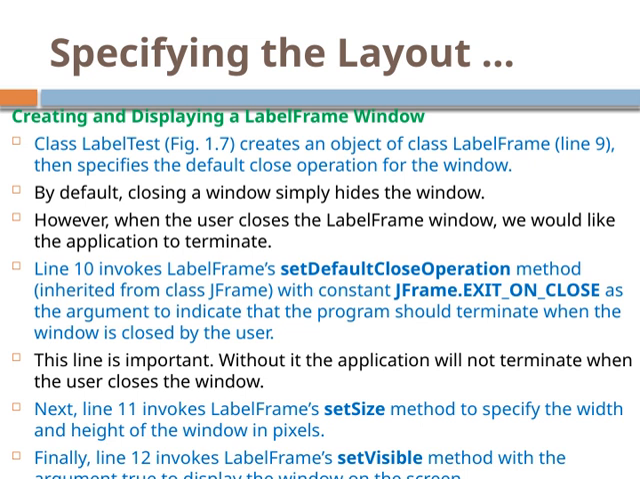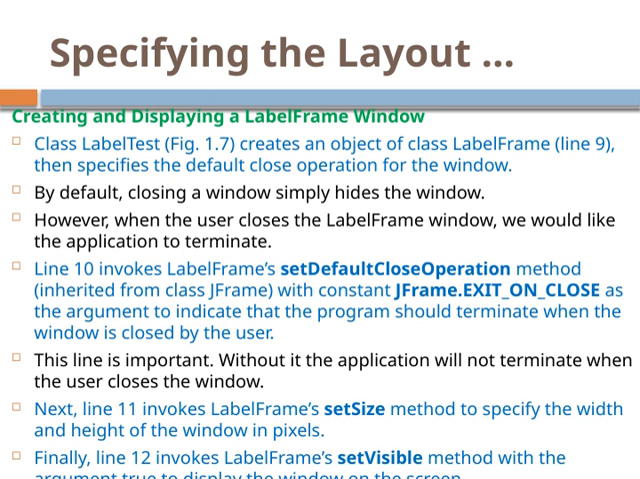Here, we call the setDefaultCloseOperation method, which we inherit from JFrame, and we pass in JFrame.EXIT_ON_CLOSE. This ensures that when the user closes the window, the whole program will exit. This line is crucial. Without it, closing the window wouldn't stop the application. It would just hide the window and keep running in the background.